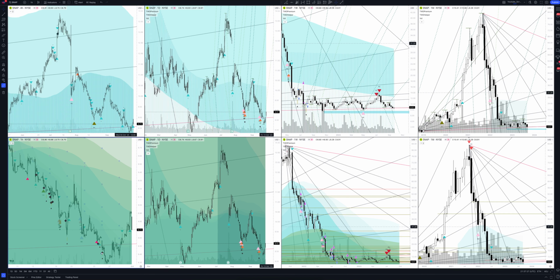Today we will take a look at Snap Inc. stock. Let's analyze the market situation and find out how you can make money on it. Let's start.